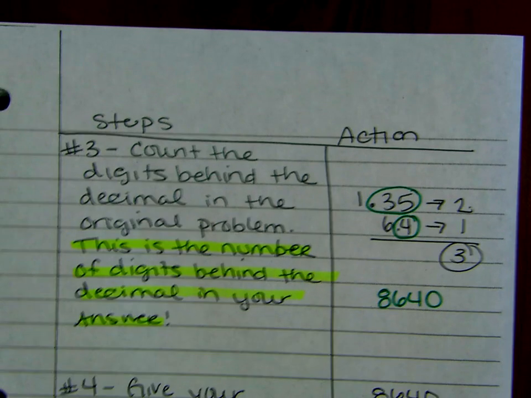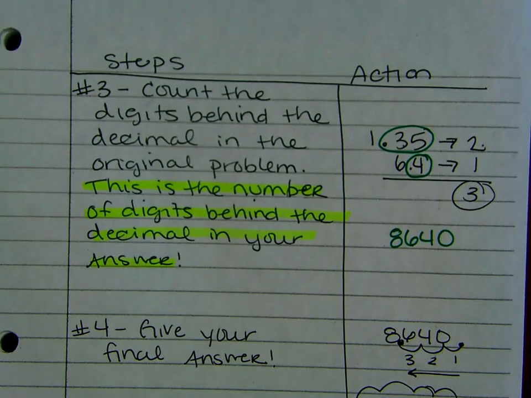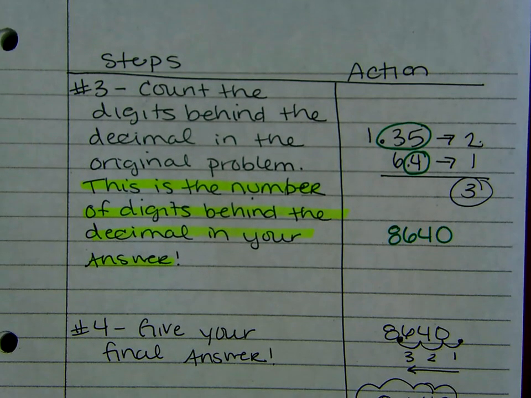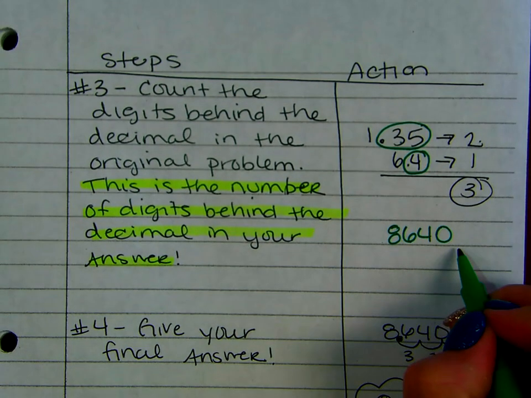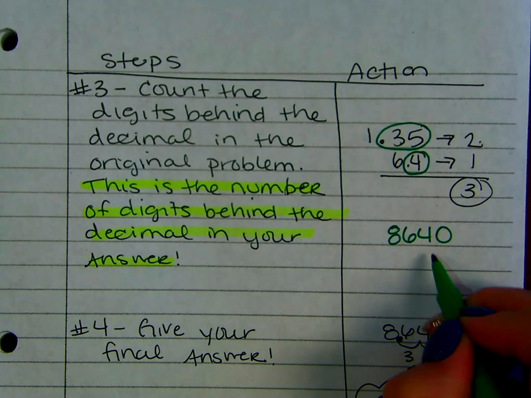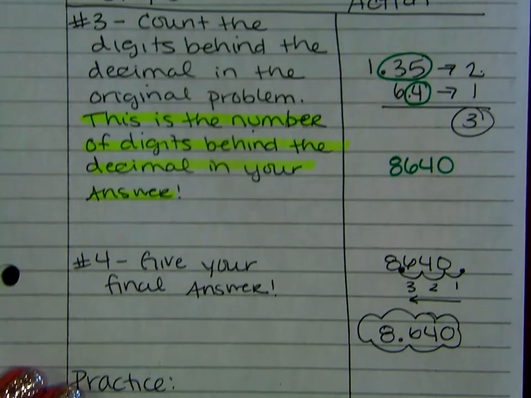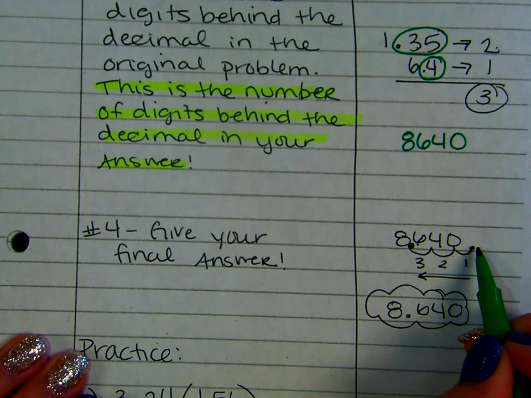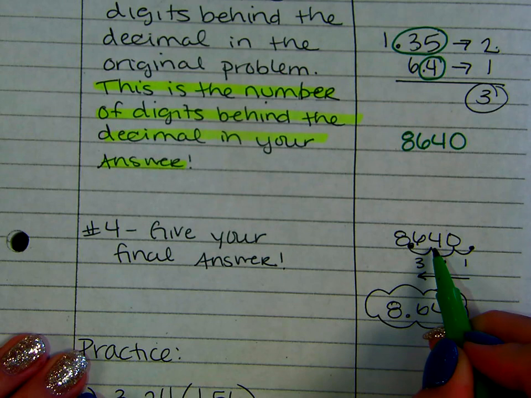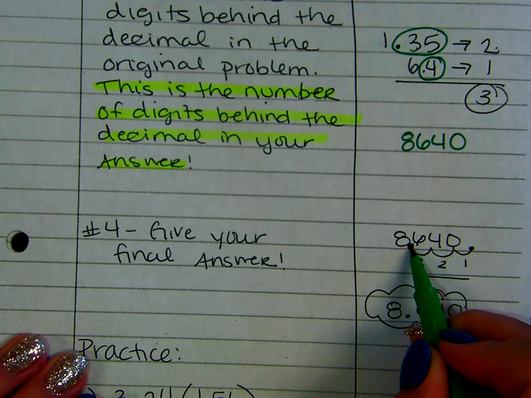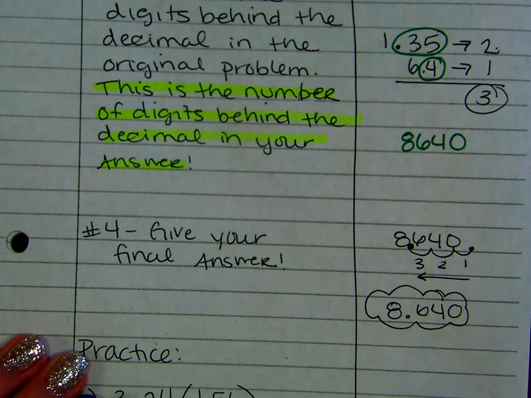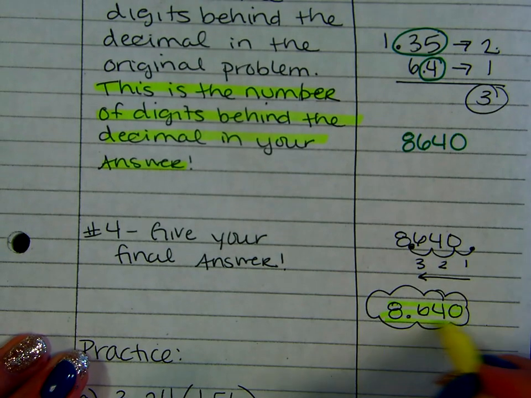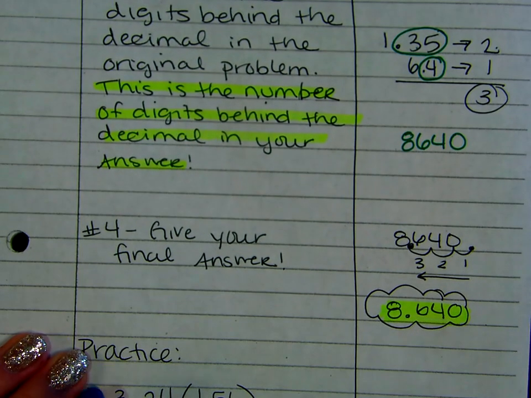Now I'm going to use that information to help me with number 4. For number 4, that's going to give us our final answer. We are going to move our decimal going from the right to the left to help us find our answer. So if I have 8640, I'm going to start my decimal at the end of the number, and I'm going to count backwards 1, 2, 3 times. And that means it's going to go right here in between the 8 and the 6. So our final answer is 8.640.